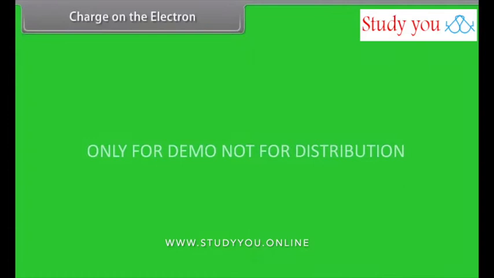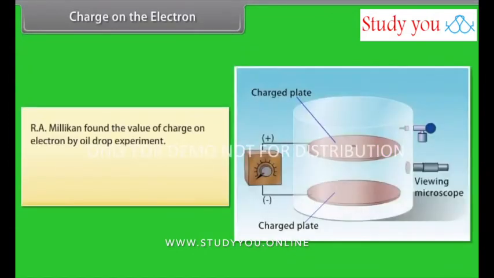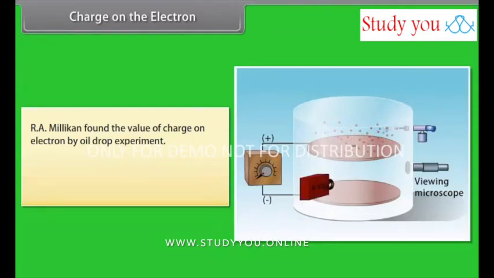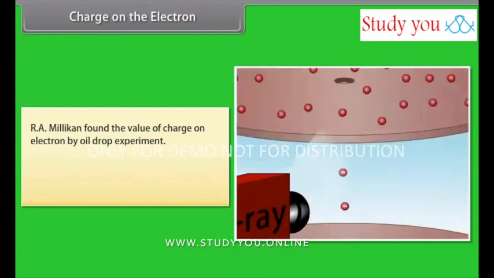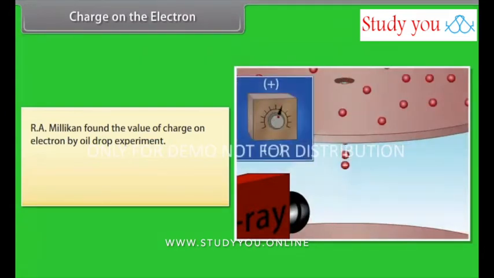Charge on the electron. R. A. Millikan found the value of charge on the electron by the oil drop experiment. The oil droplets enter the apparatus through a small hole and are allowed to fall in between two charged plates. The motion of the droplets is observed with a microscope. The space between the charged plates is irradiated with X-rays.